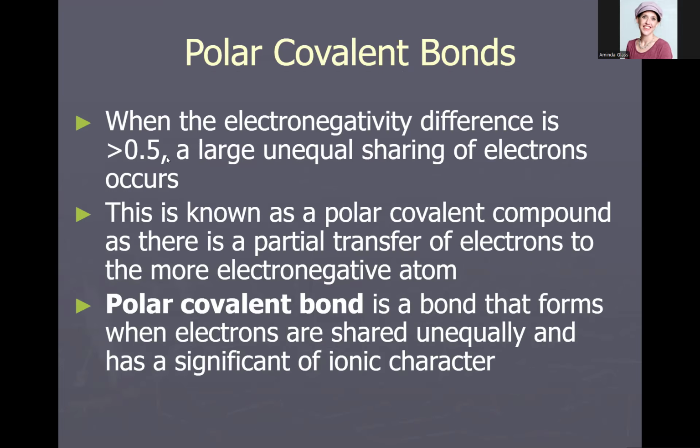Now, polar covalent bonds are bonds that form when electrons are shared unequally, and they have significant ionic character. So you definitely have a positive pole and a negative pole. It's not a complete transfer, but you still have charges within the compound itself.